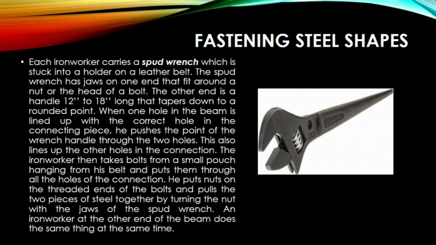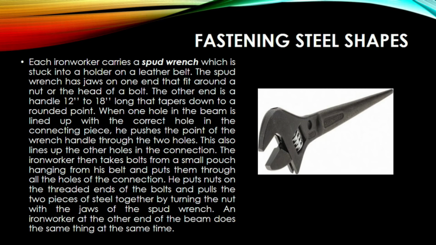The next is fastening steel shapes. Each iron worker carries a spud wrench, which is stuck into a holder on a leather belt. The spud wrench has jaws on one end that fit around a nut or the head of a bolt. The other end is a handle 12 inches to 18 inches long that tapers down to a rounded point.